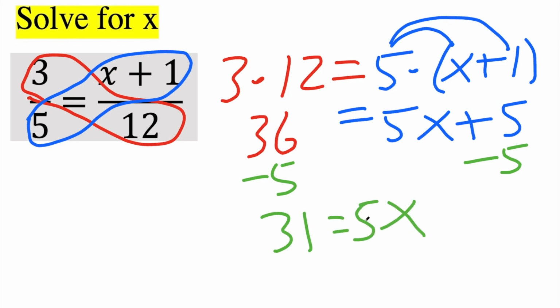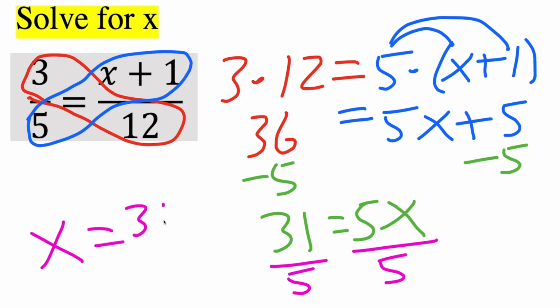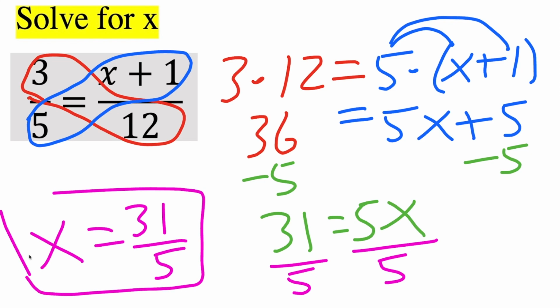And we have 5 times x. Opposite of multiplication is division. So we're going to divide by 5, and so x is equal to 31 divided by 5. And that's right here is our final answer. And that's all we need to do for cross multiplication.